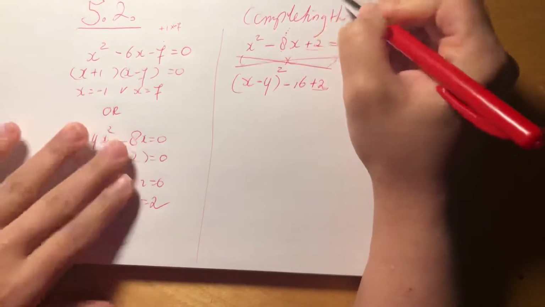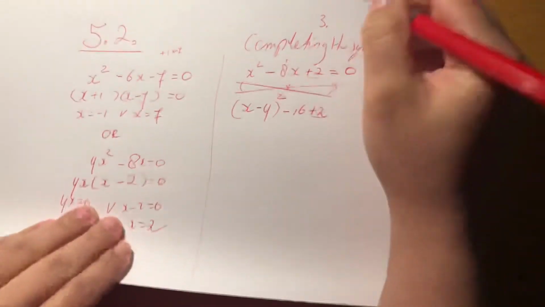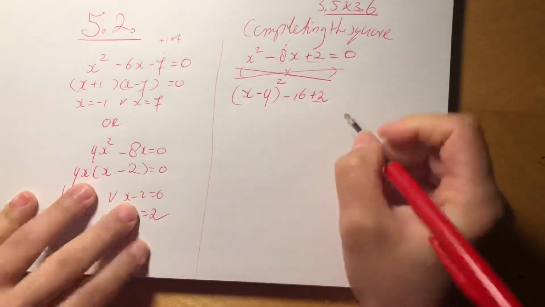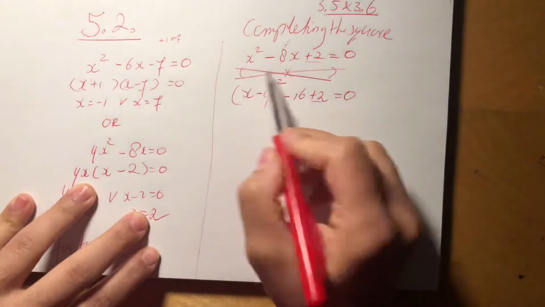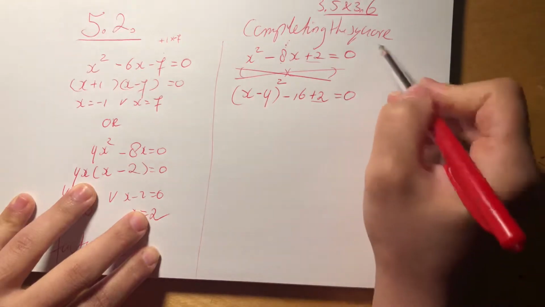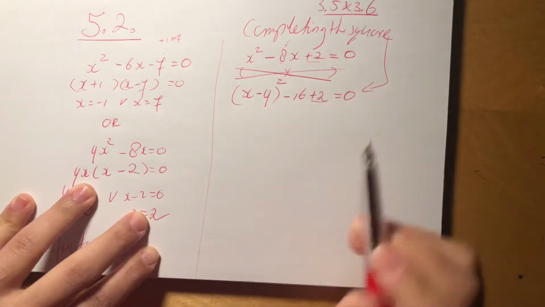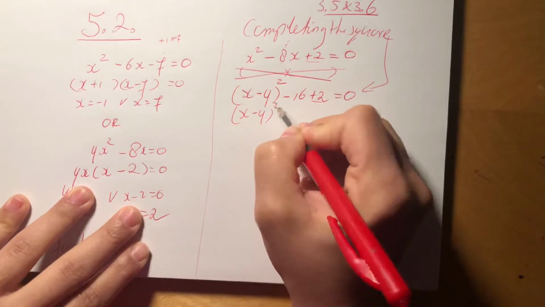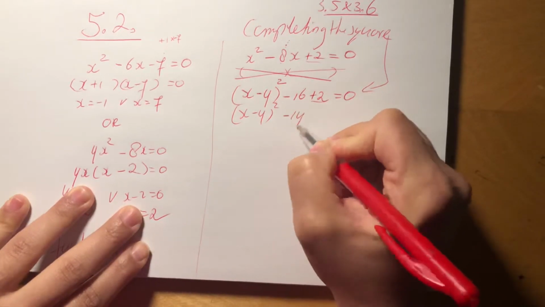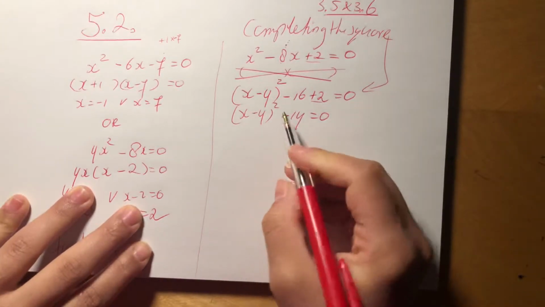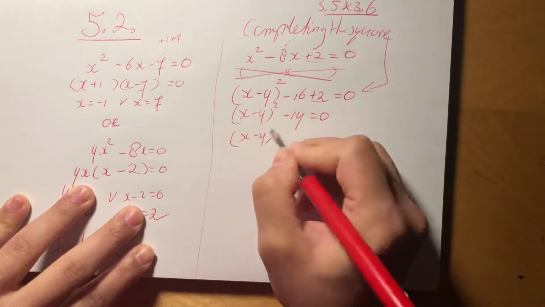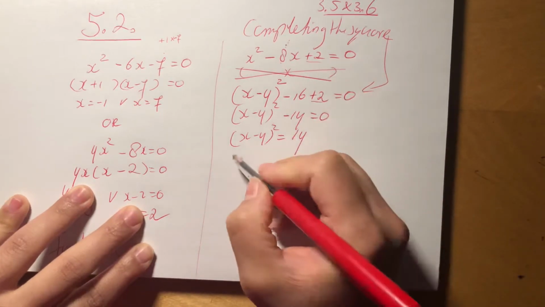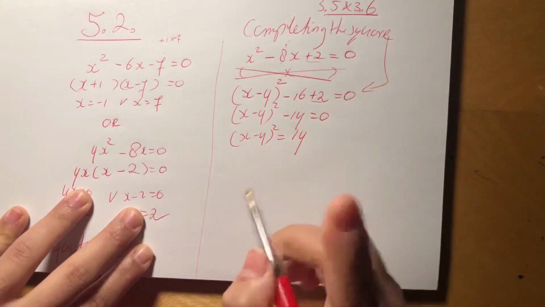This was 3.5 and 3.6. Yeah. So that is 0. So it's not this method, but it's completing the square. You have to do this. And then, okay, x minus 4 to the power of 2 minus 14 is 0. Then you have to take the 14 to the right side. It becomes positive. Then you take the square root of both sides.